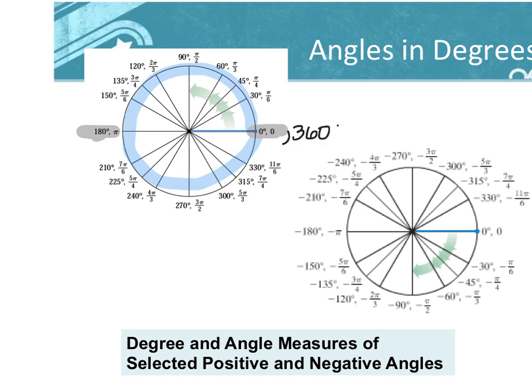Halfway between the 0 and the 180 would be your 90, which is at the top. Again, should make sense. That's a 90-degree angle. And then halfway between the 180 and the 360 is 270 at the bottom. So those are your quadrant angles. Those are the positive ones.